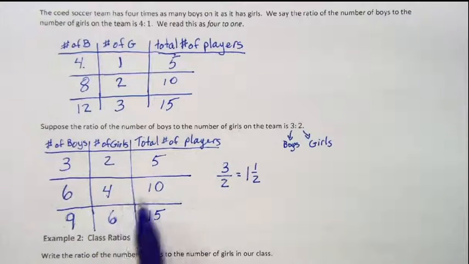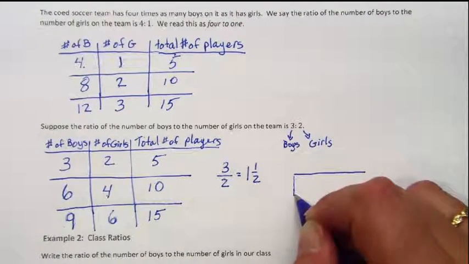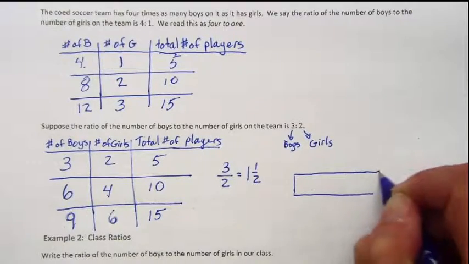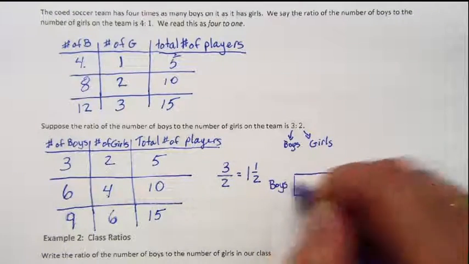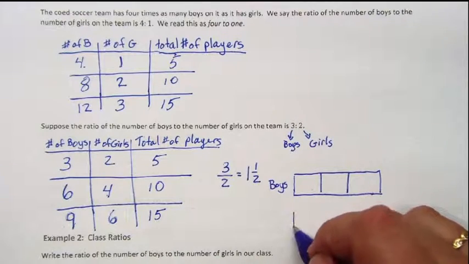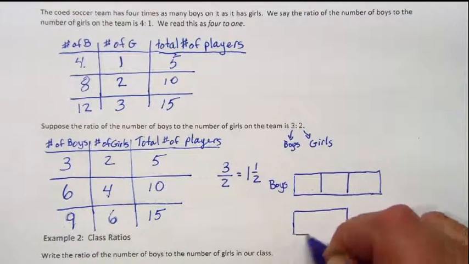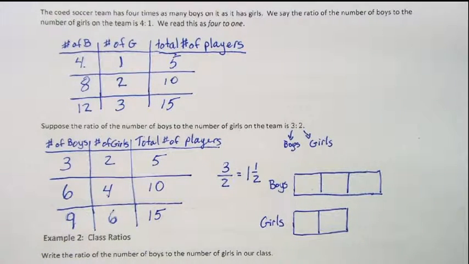Sometimes that's hard to see in a table. Another way to look at ratios is using a tape diagram. Remember, in a tape diagram, every box equals the same amount. So if I have 3 boys, then I need 3 boxes. And if I have 2 girls, I need 2 boxes. 3 boys for every 2 girls.